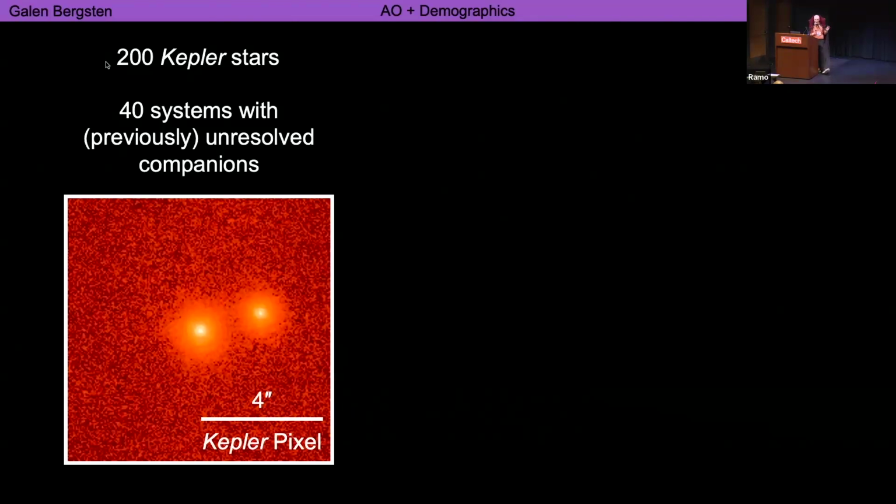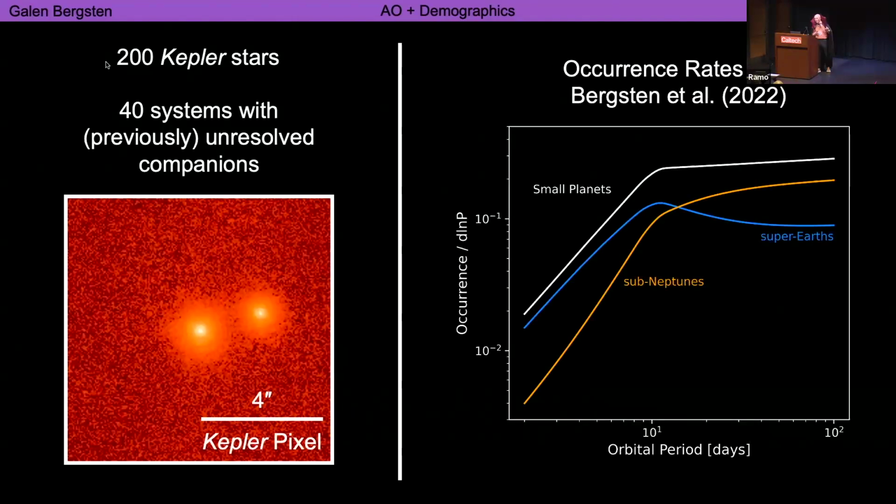So now I'll tell you about how we used the properties of these companions and squished them into an occurrence rate framework to figure out how our occurrence rates, in this case specifically small planets, change when you add these corrections. So here is some old models of mine where we're looking at the frequency of planets as a function of their orbital period. We've got, I guess, 3 curves. There's super-Earths in blue, sub-Neptunes in orange, and if you add those together, you get small planets generally shown in white.